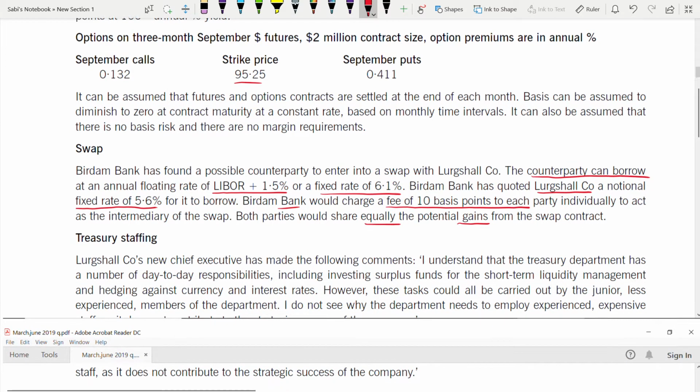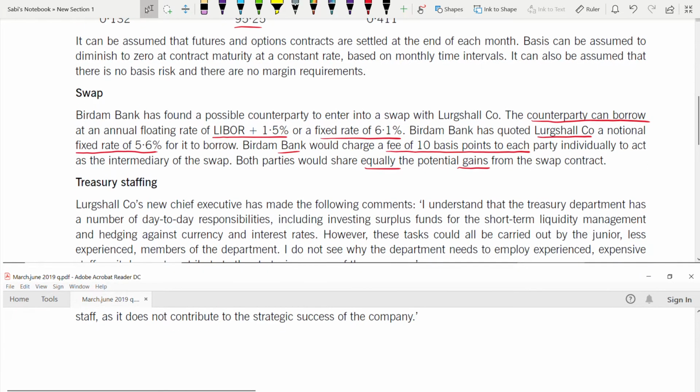Okay, treasury stuff. Now let's read that also, because it's not so big, so it won't take so much time. Lakshal's new chief executive has made the following comments. I understand that the Treasury Department has a number of day-to-day responsibilities, including investing surplus funds for short-term liquidity management and hedging against currency and interest rate risk. This means, they are saying what the duties of the Treasury Department are. One is to hedge currency and interest rates. The other role is investing the surplus funds for short-term liquidity management. They want to do working capital management.